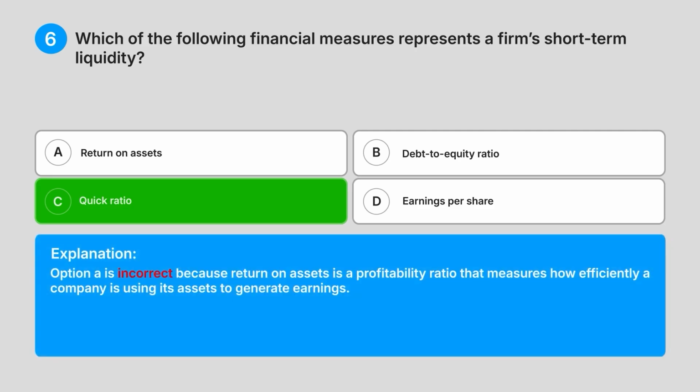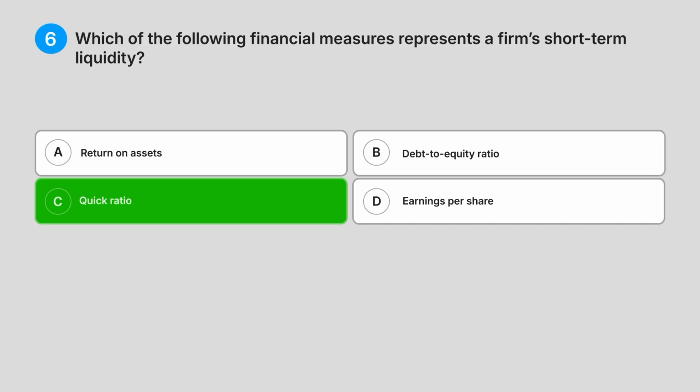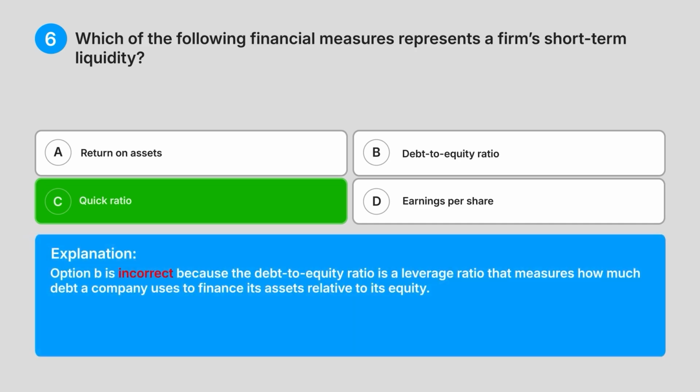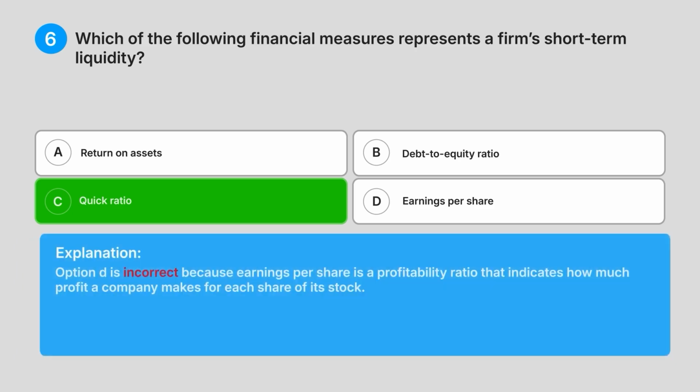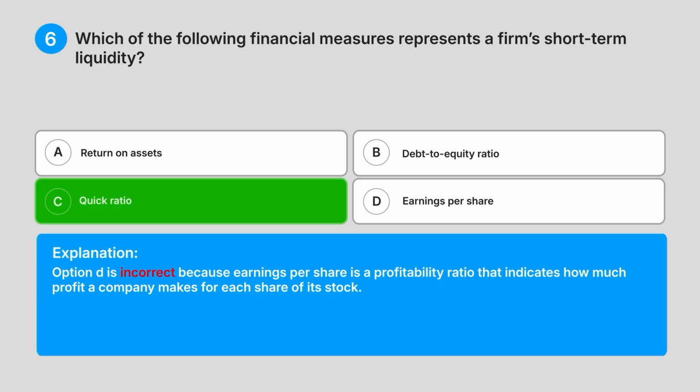Option A is incorrect because return on assets is a profitability ratio that measures how efficiently a company is using its assets to generate earnings. Option B is incorrect because the debt-to-equity ratio is a leverage ratio that measures how much debt a company uses to finance its assets relative to its equity. Option D is incorrect because earnings per share is a profitability ratio that indicates how much profit a company makes for each share of its stock.